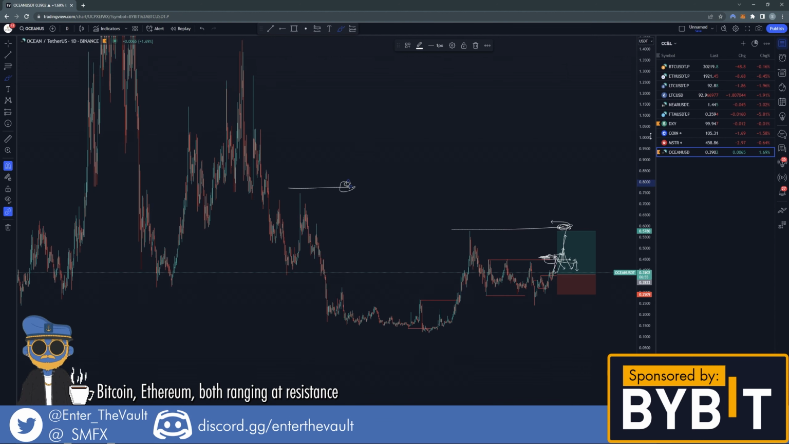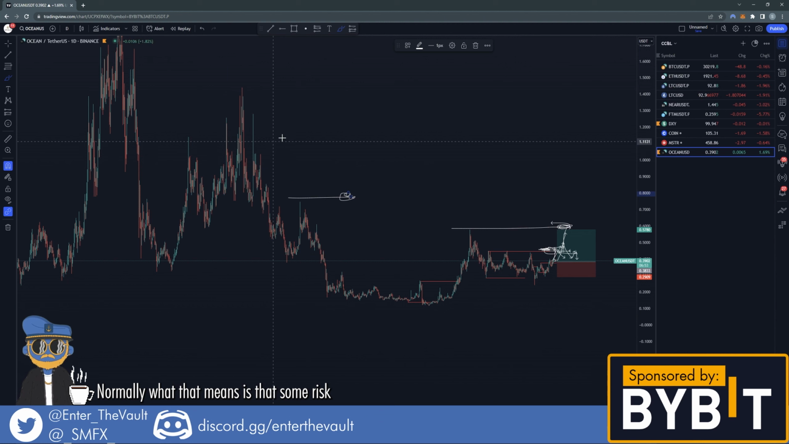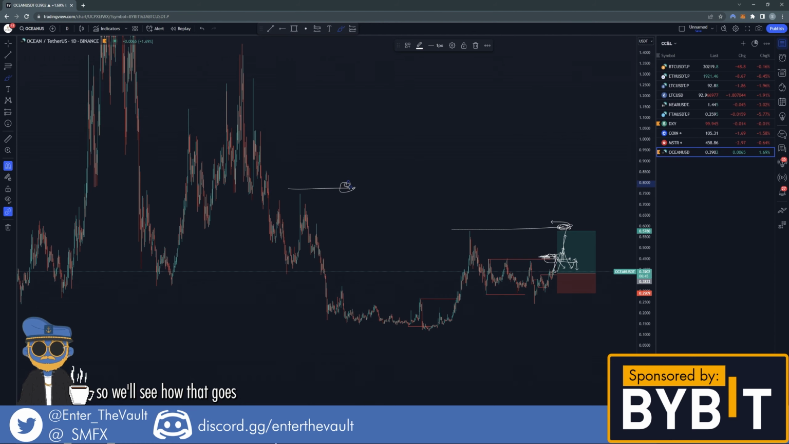Bitcoin and Ethereum are both ranging at resistance. Normally what that means is that some risk will trickle down into alts, and we've seen that over the last week or two, but I think Ocean is due for a leg up, so we'll see how that goes.